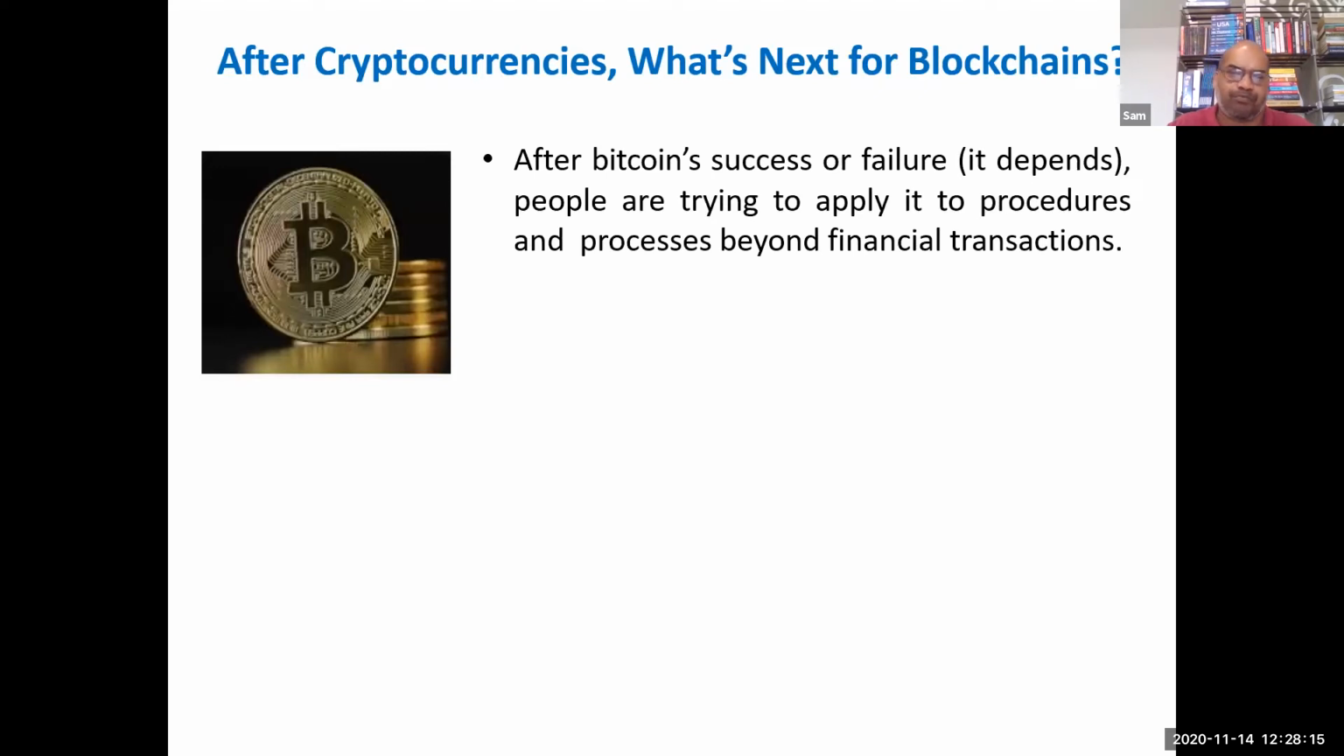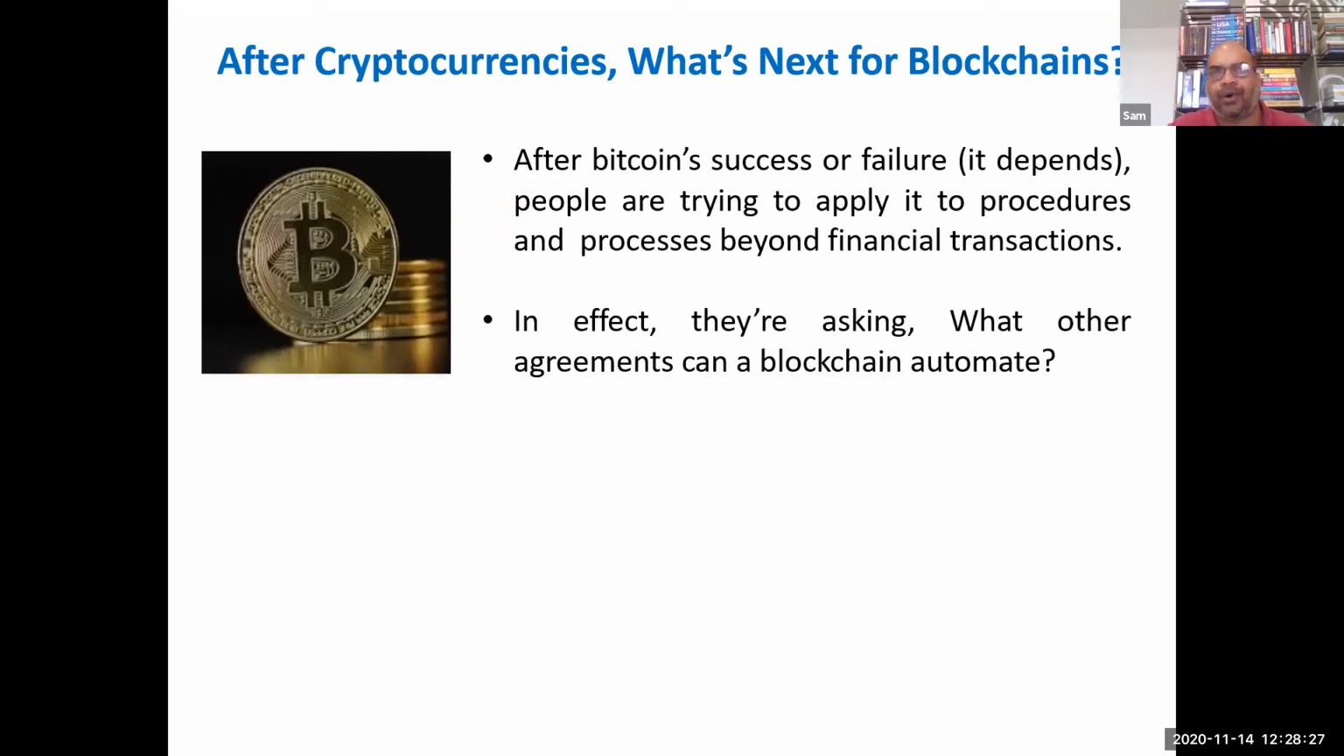So as I mentioned, after, let's say, Bitcoin success or failure, it all depends according to your perspective, how you see that. What we are basically asking is, what else can blockchain automate? That is, where else can we remove a third party, an intermediary that is acting like a middleman and making money off us? Earlier, I gave an example of banks, right?